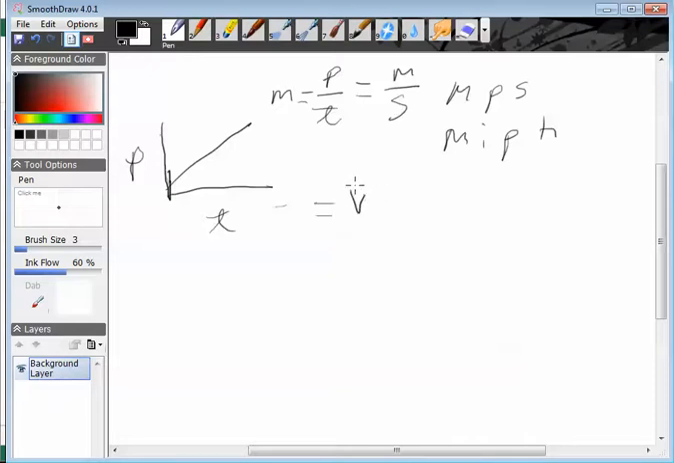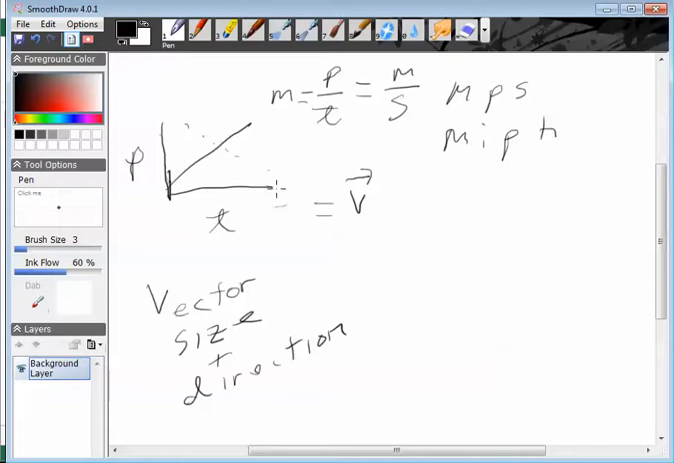Now here's another little thing I'm going to do on these when I'm drawing it. That's telling us it's a vector. Remember, a vector has a size plus a direction. And this direction would be a positive direction. If I had another one going this way, that would be a negative direction. So because I can get a positive or a negative direction on this, this is a vector.